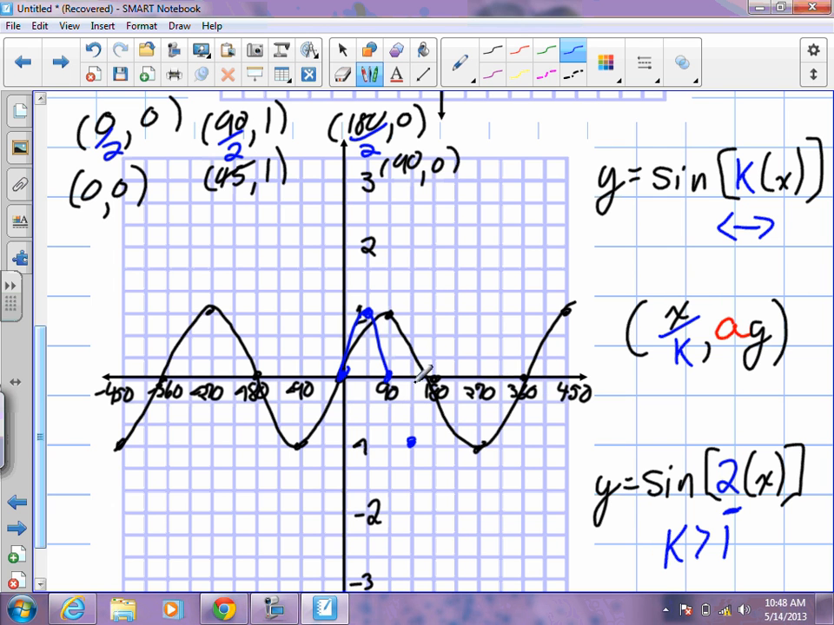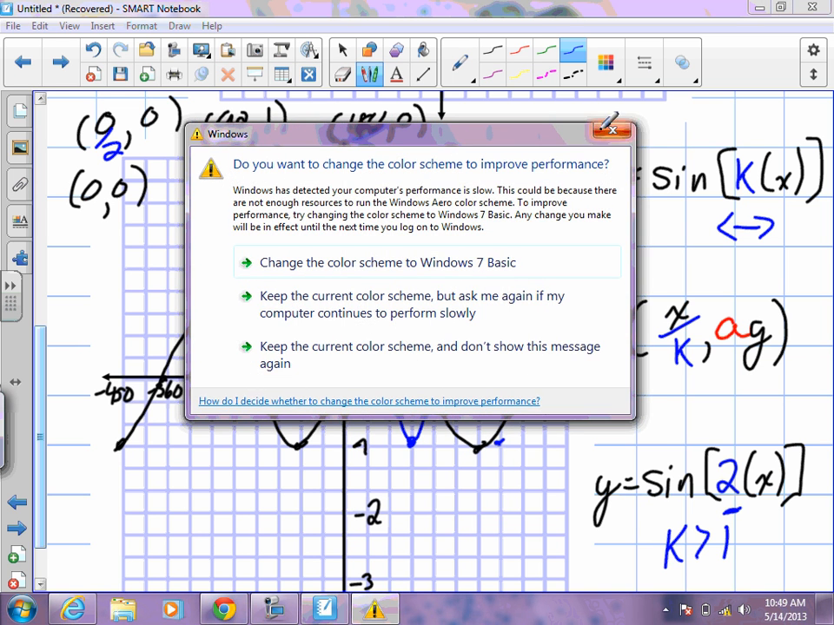So this is where our period occurs twice as often now. Okay, so our period has changed. K will be the only thing that will change the period of a function. And then we would continue that pattern. Okay, so it looks like it goes up, comes down, comes up.